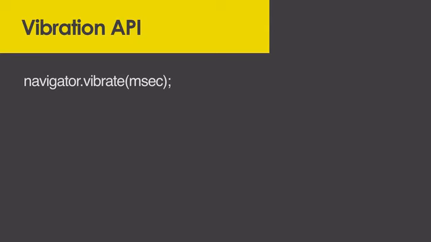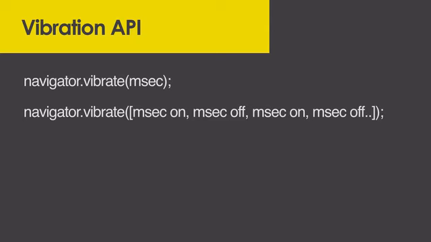Vibration is dead simple. Basically, you tell the navigator to vibrate for a period in milliseconds, just like that. If you want to get fancy, you can tell it to vibrate under a pattern of on and off sequences. And then if you want to switch it off, you just pass it as 0. So it's a really super simple API to play with, but you can do some interesting things with it.